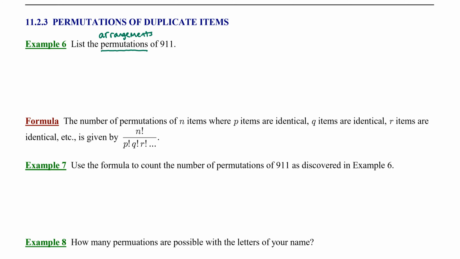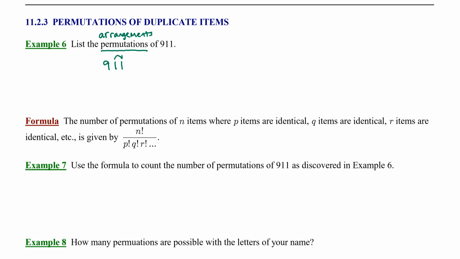Now, with a permutation, the order makes a difference. So when I rearrange those numbers, I get a different number. For example, if I'm trying to dial 911 and I type it in as 119, it's the wrong number, right? So the order in which those items appear is important. Now, one permutation of those numbers is, of course, 911.